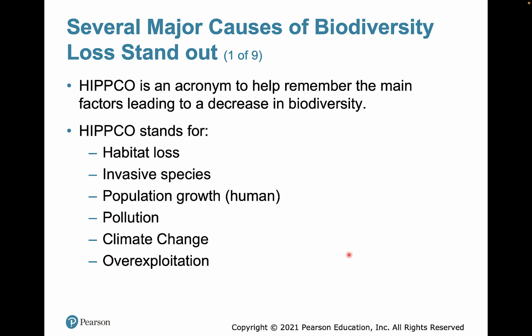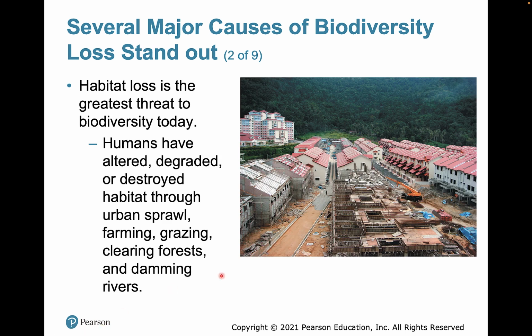Okay, so why is it happening? Why are we losing biodiversity? What's the cause? Well, there's a really nifty acronym that you're going to need to remember to help you remember the main factors leading to a decrease in biodiversity. It's HIPCO. HIPCO is habitat loss, invasive species, human population growth, pollution, climate change, and overexploitation. Overexploitation is also known as overuse. Okay, so let's take them one at a time.